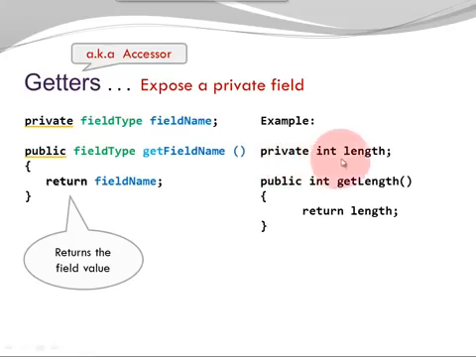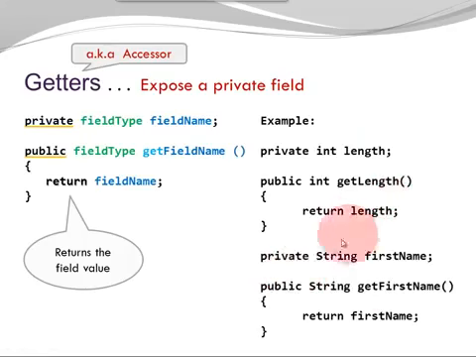Here I have a field, private int length, and a corresponding getter, public int getLength. Notice the name, prefix get plus my field name with uppercase L. Notice how my return type int and my field type int correlate, and I'm returning the field. So my field is length, I'm returning length. No parameter.